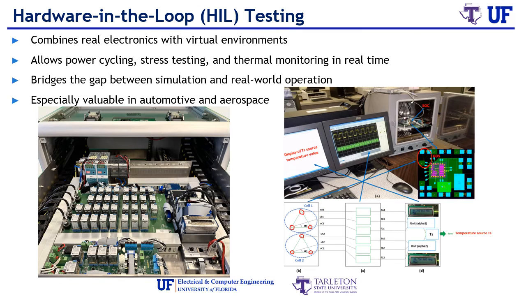Hardware in the loop, or HIL, takes things a step further by merging real electronics with simulated environments. It allows you to apply real power loads, thermal cycles, and monitor real time behavior, all while simulating the rest of the system. The HIL bench shown here monitors an automotive power module under real driving profiles, with sensors tracking temperatures, fan speeds, and fault responses. This bridges the gap between software prediction and physical performance.